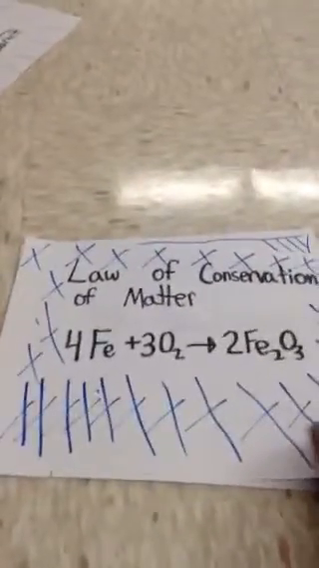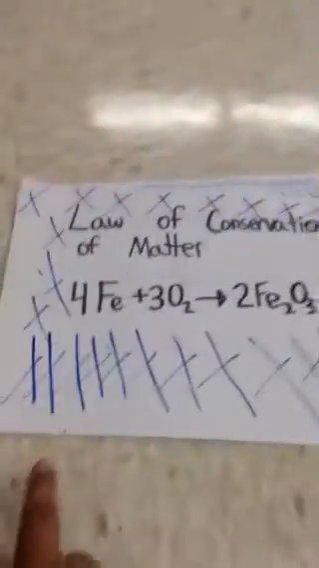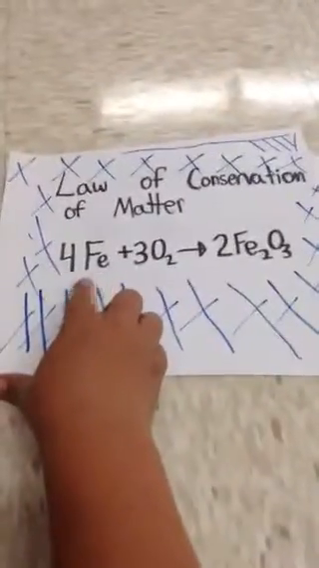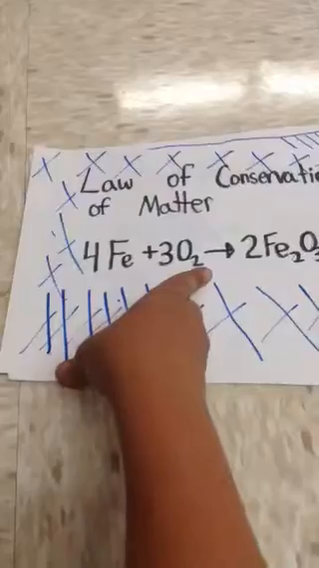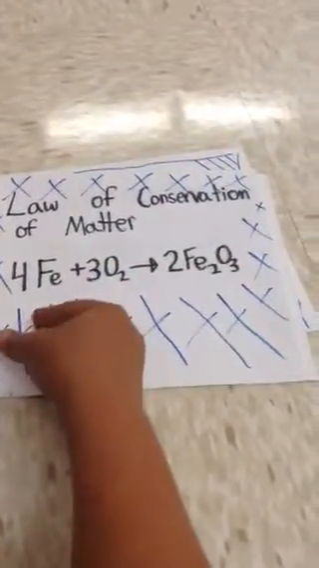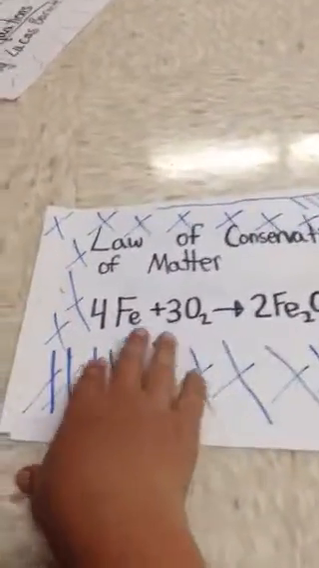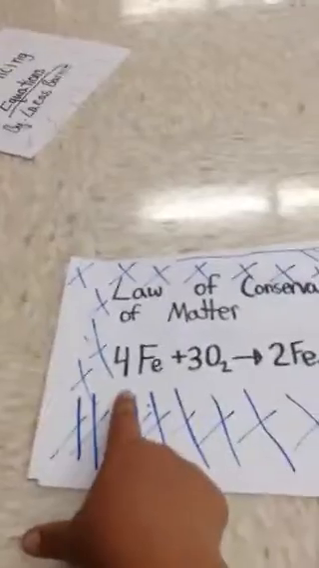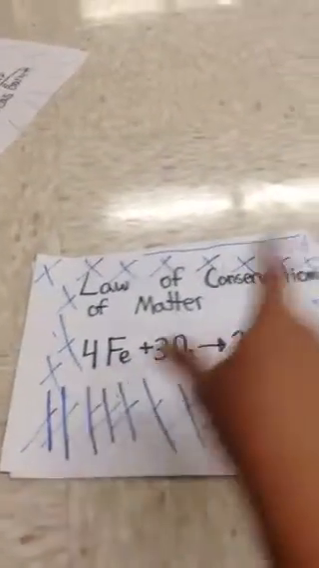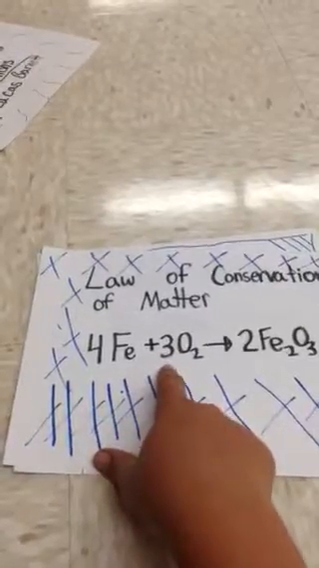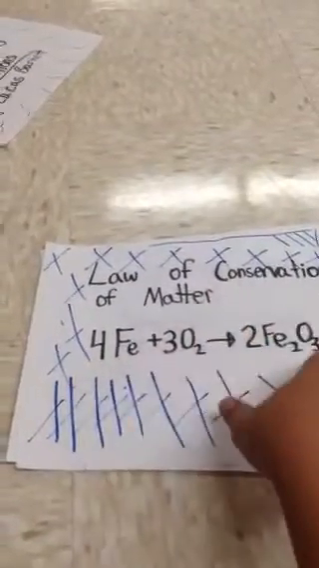The law of conservation of matter means that if you have a certain amount of something in a chemical process like a reaction, you can't lose or gain matter. You have to have the same amount. So if you have 4 iron here, you have to have 4 iron on this side of the equation. If you have 4 oxygen on this side, well, whatever amount, you have to have the same amount on the other side of the equation.